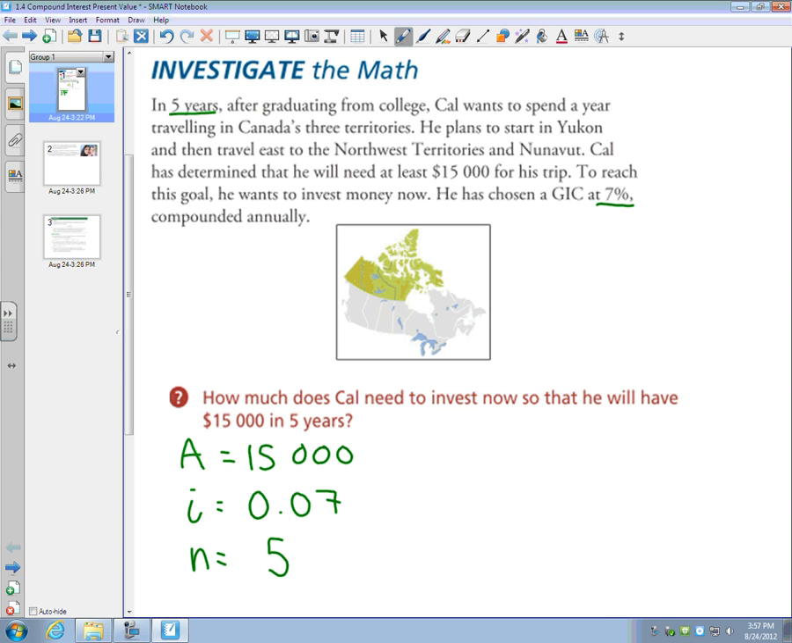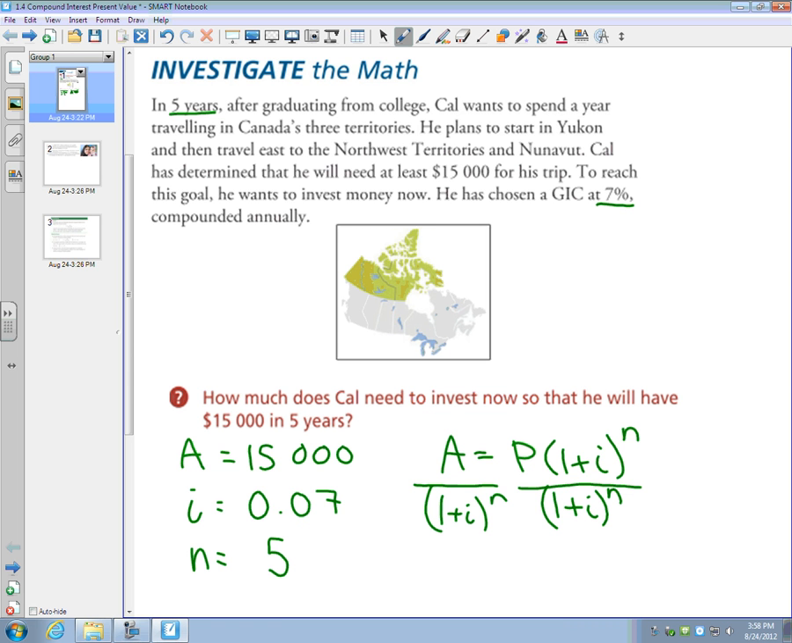What we don't know is P. So the formula we do know is the future value is equal to P times (1 plus i) to the n. Okay, so I'm solving for P. I want to get P all by itself. I'm going to divide both sides by (1 plus i) to the power of n. Okay, so here when you have two common factors, like if I had x squared over x squared, that would just be 1. So we're going to replace that with 1. P times 1 is just P.